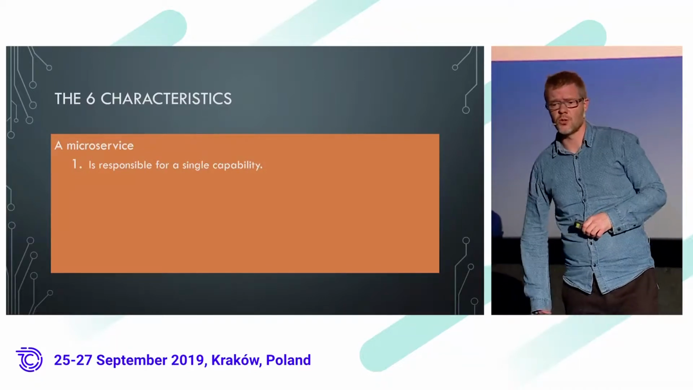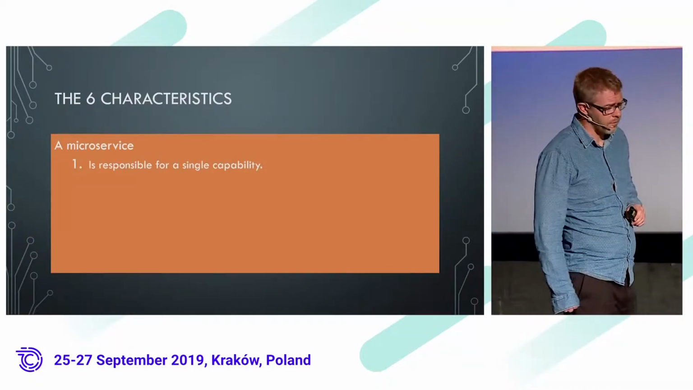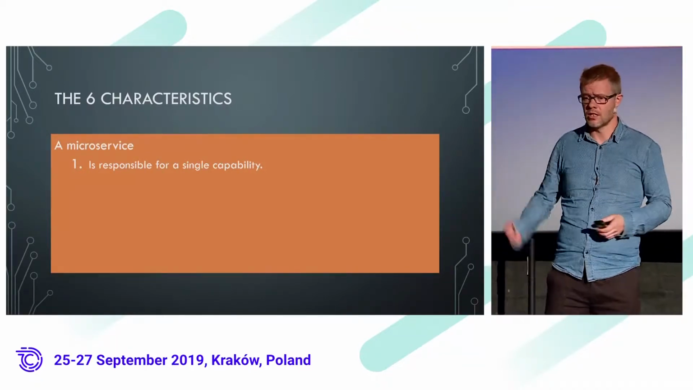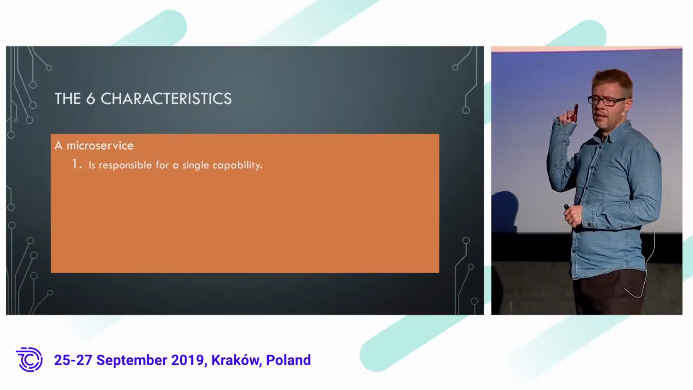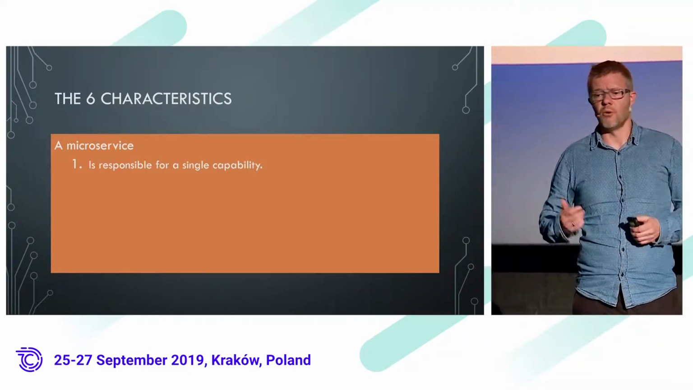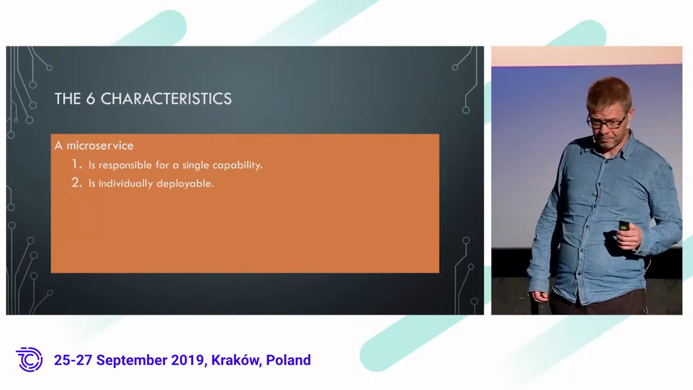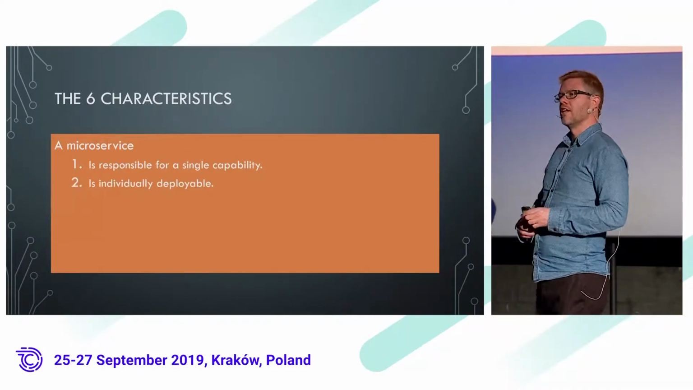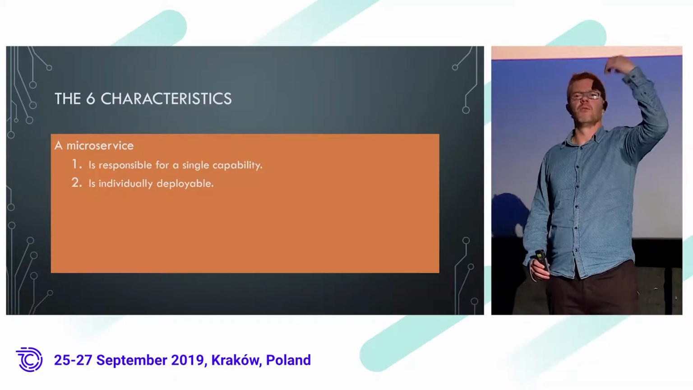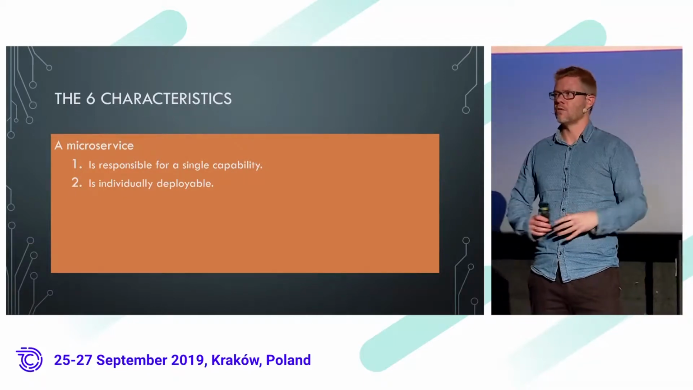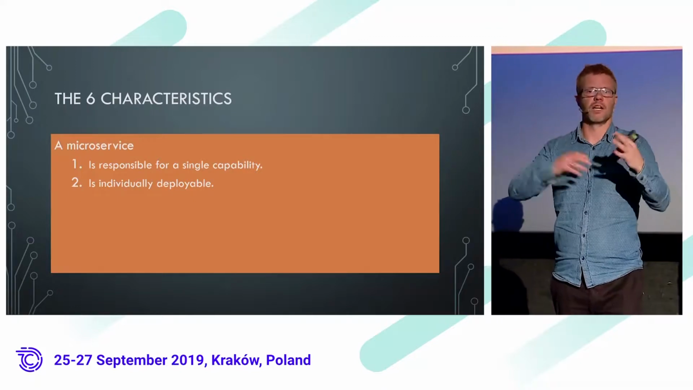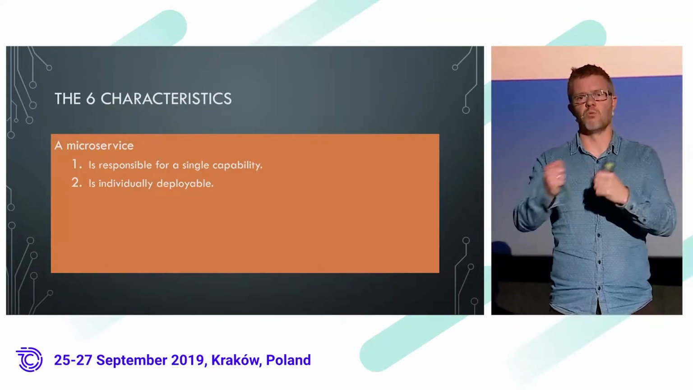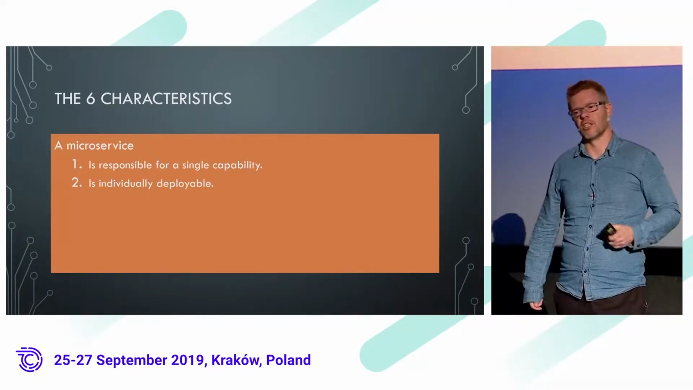So the things I use to guide the design and the scoping are, first and foremost, that a microservice is responsible for a single capability. Second, it's individually deployable. That means that we can take just one microservice and deploy a new version of that microservice without having to take down the rest of the system. So we can just switch one thing out. That's quite important for that flexibility.